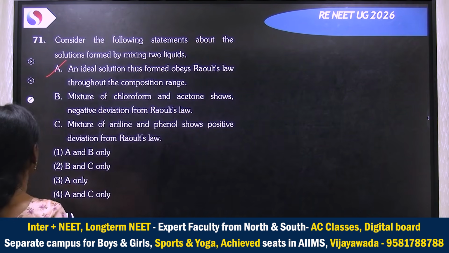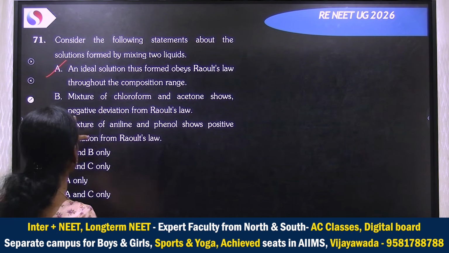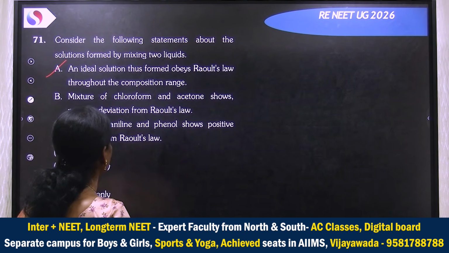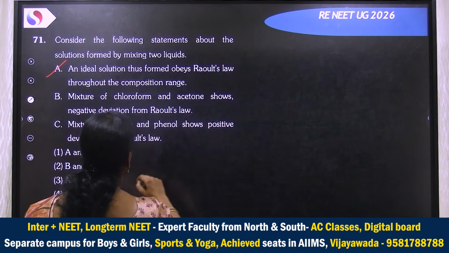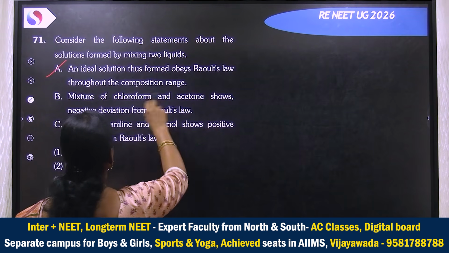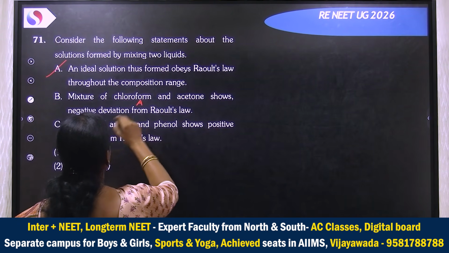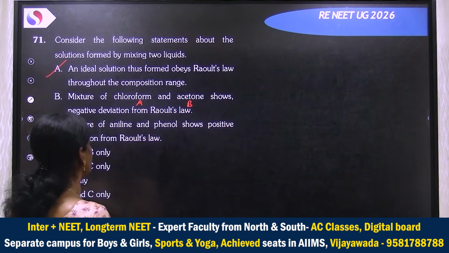Next, coming to B. Mixture of chloroform and acetone. It is from solution chapter. Mixture of chloroform and acetone shows negative deviation from Raoult's law. So how does it show a negative deviation from Raoult's law? Suppose this is a liquid solution. Chloroform, suppose we take it as A, and acetone B, acetone is liquid B.